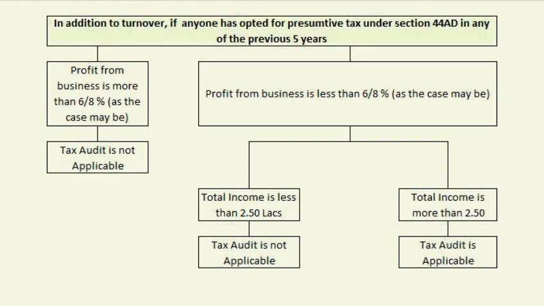Now let's assume that a person has filed income tax return under the presumptive taxation system in any of the previous 5 years corresponding to the current previous year. Apart from the turnover, now we will have to check the profit percentage and the current year total income. Let's assume the profit of the business is more than 6% or 8% as the case may be, then the tax audit is not applicable. If profit is less than 6% or 8%, then again we need to check two things: the total income is more than 2,50,000 or less than 2,50,000. If it is more than 2,50,000, then only audit is applicable. If it is less than 2,50,000, then audit is not applicable.